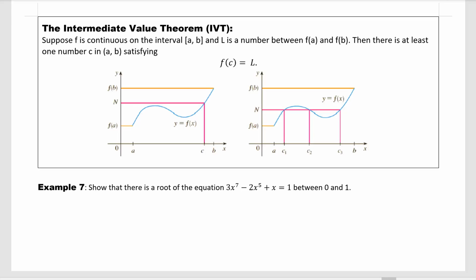So we have A here and B here. The function f is continuous from A to B, so you can see it's very continuous. Let's say L is any number between f of A and f of B. Then when you draw the horizontal line L, there must be a point C such that f of C equals L.